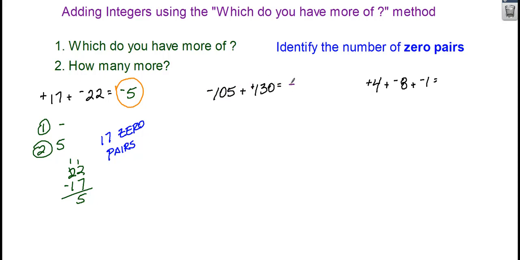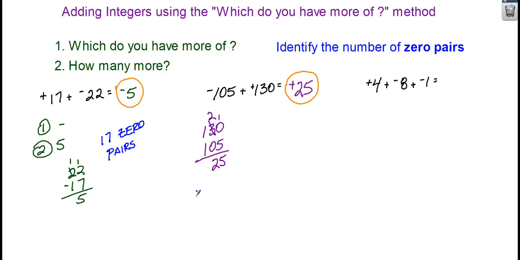So which do I have more of? There are more positives there, 130 compared to 105. How many more? Well, if I take that away, I end up with 25. So my answer is positive 25.